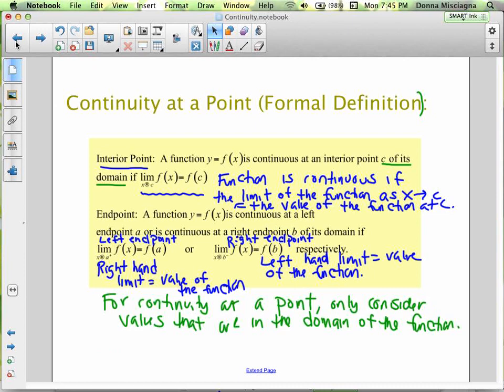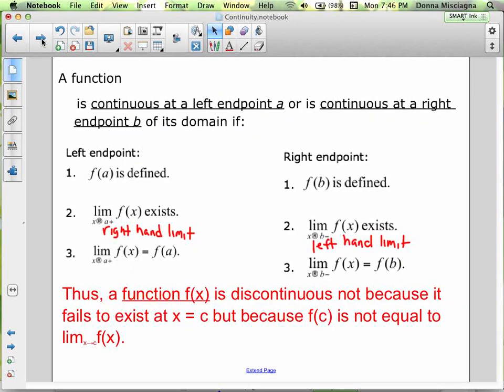If we're talking about the whole function, we want to know is the whole function continuous, we're going to consider values that are in the domain. We're not going to consider certain types of discontinuity. I shouldn't say that. We'll come back to this. Don't worry about this right now because it's not a key point. What is a key point is whether our function exists and whether our limit exists from the right-hand side and the left-hand side for right now. And we'll come back to it.